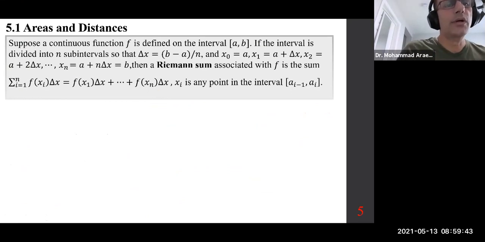Now, in this chapter, we start with the area and distance. Suppose a continuous function f is defined on the interval of a to b. If the interval is divided into n subintervals, it gives rise to what we call a Riemann sum. So the summation of f of x_i times delta x as i goes from 1 to n is f of x_1 times delta x all the way to the last one, where delta x is b minus a over n. We are cutting the interval into n subintervals.